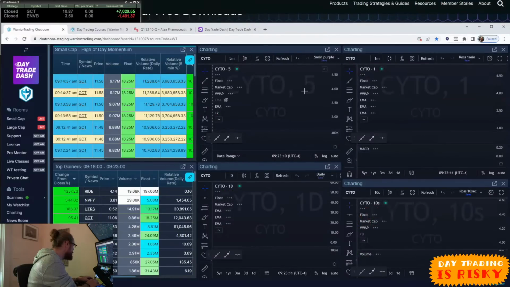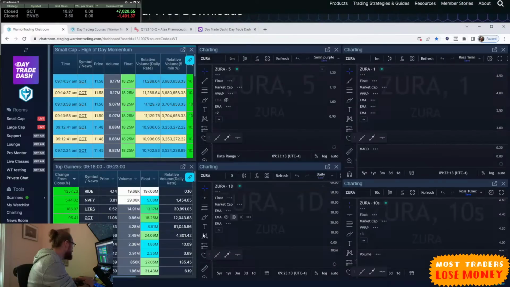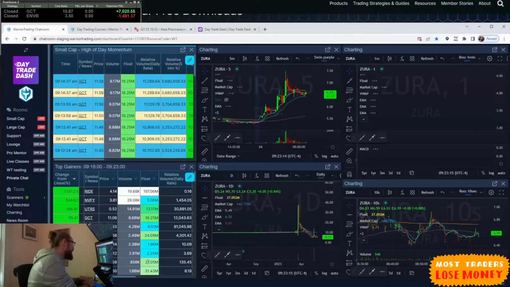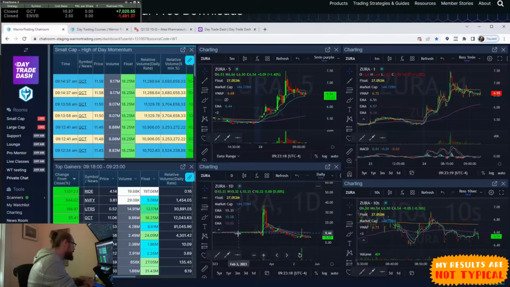CYTO is too cheap at $1.12, and Zura's price is fine, but the float's a little higher, 27 million shares. However, juice factor, it's a recent IPO, right? It's actually a de-SPAC merger, but that's fine. Trades similarly. So recent merger, recent de-SPAC, had a high here of 37.50, has sold off quite a bit, but this did pop up on May 11th.